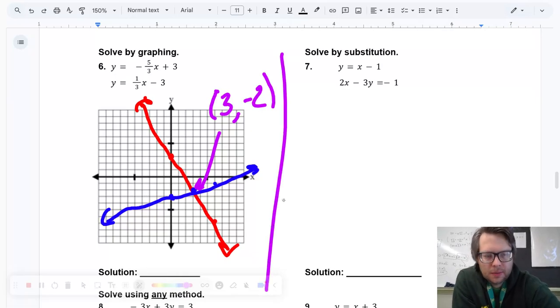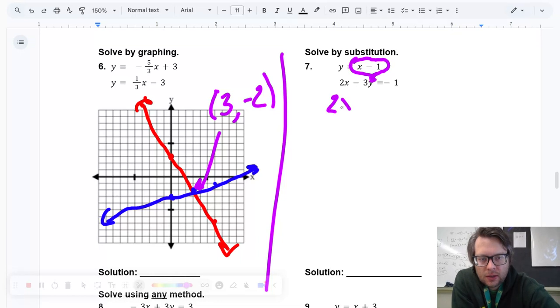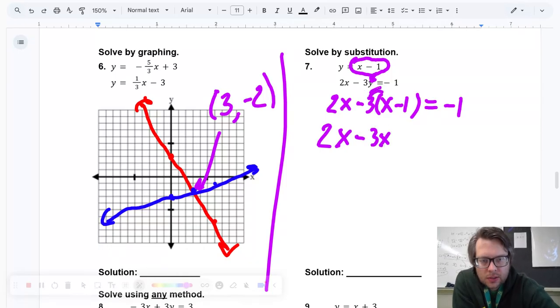All right, I like that purple color, so I'm going to use it for number 7. Solve by substitution. I can see that y equals x minus 1, so I can replace the letter y in the second equation with x minus 1, like that. So then I have 2x, I'm going to distribute, minus 3x, distribute, double negative becomes a positive, 3 times 1 is 3.